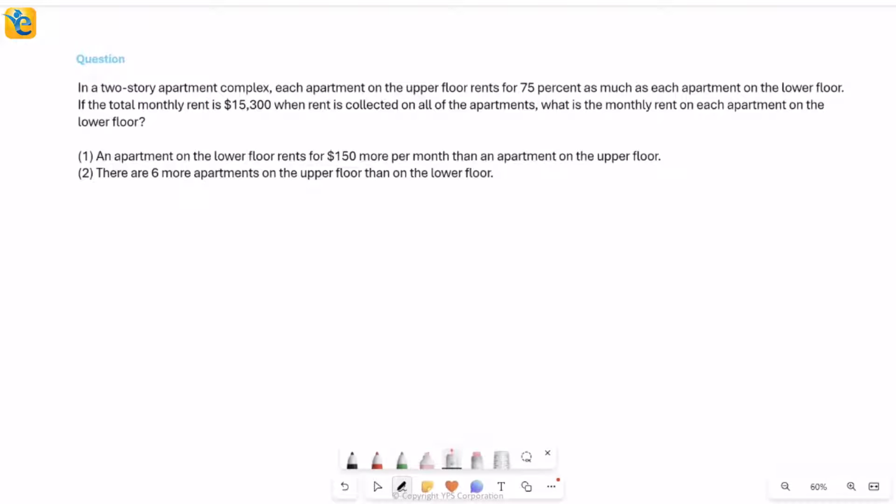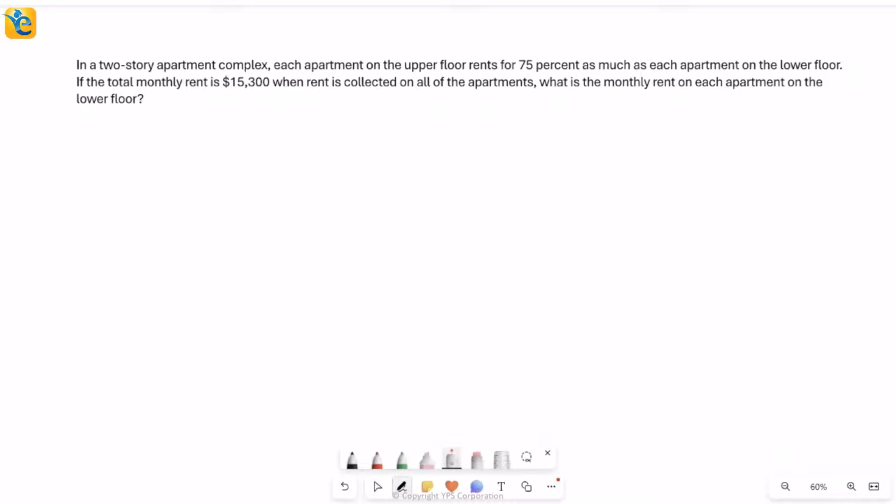Let's solve this DS question. We'll start with the question stem, then look at the statements. So here is our question stem.